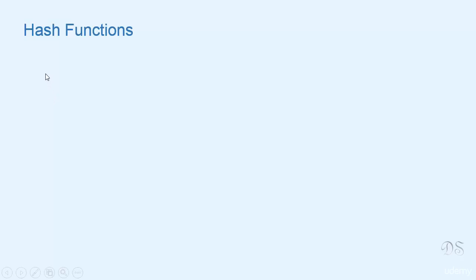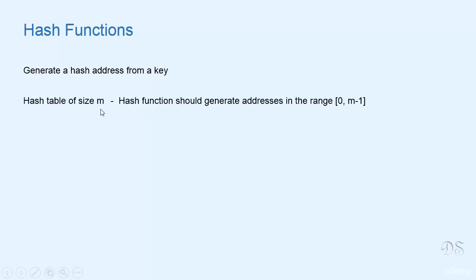In this lecture, we'll discuss hash functions. We have seen that a hash function is used to generate a hash address from a key. Now let's see some basic properties that a hash function should have. If we have a hash table of size m, then our hash function should generate addresses in this range 0 to m minus 1.